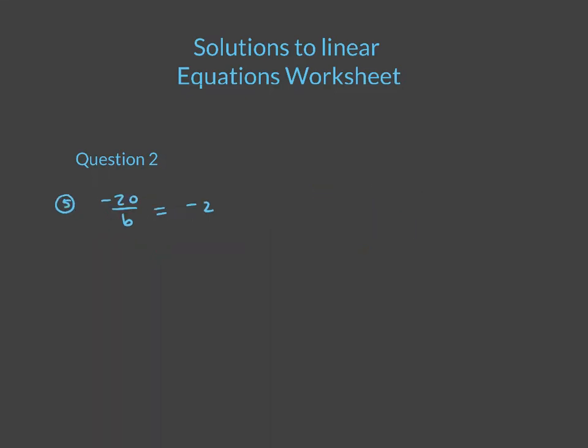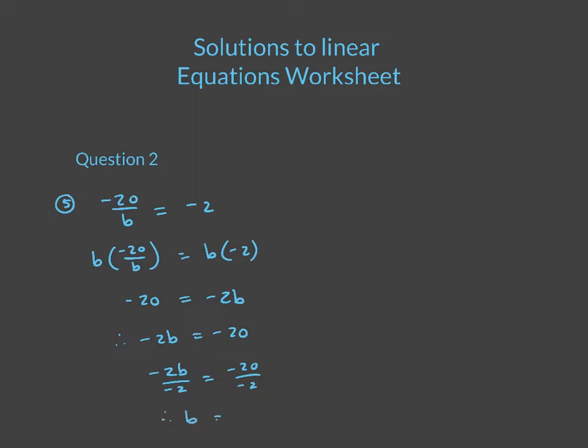Question 5. Multiply both sides by b. So we've got negative 20 is equal to negative 2b. That's the same as negative 2b is equal to negative 20. Divide both sides by minus 2. b therefore is equal to 10.